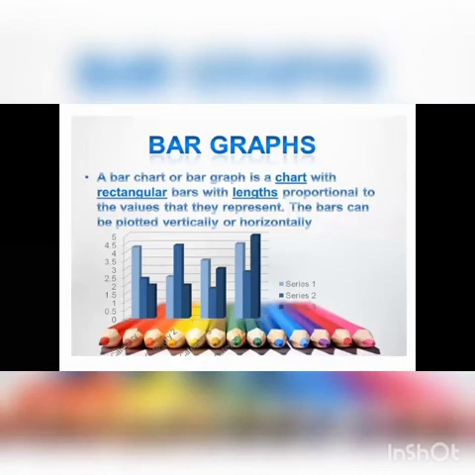What is a bar graph? A bar chart or a bar graph is a chart with rectangular bars with length proportional to the values that they represent. The bars can be plotted vertically or horizontally.